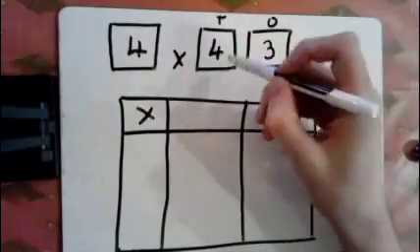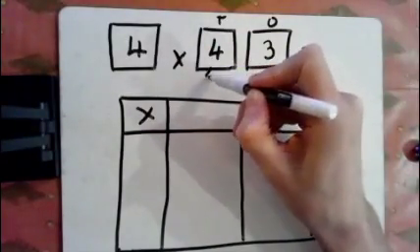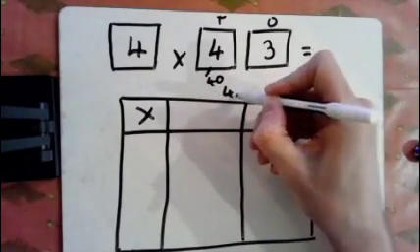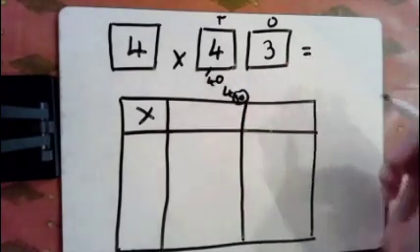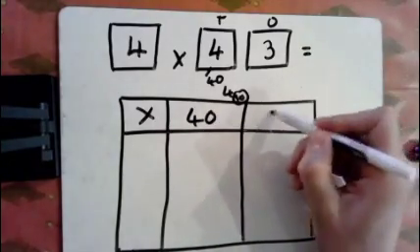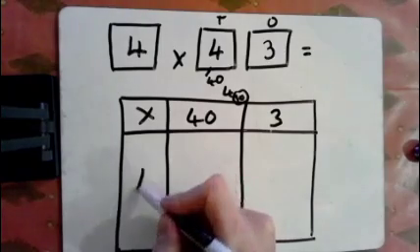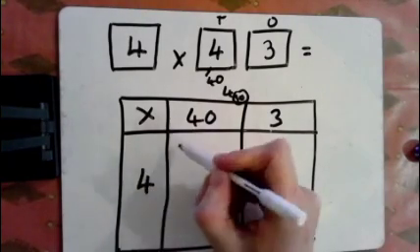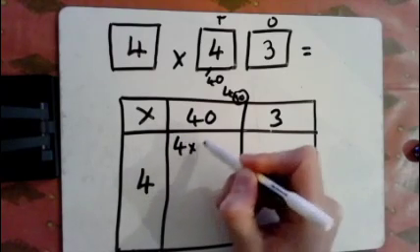4 times 43. I know that that stands for a 40. Okay, another way of thinking of that again is 4 tens, boys and girls. Okay, and I'm going to lay it out in my grid straight away. I'm getting quite quick at this now. I've done a lot of practice of it today, as have you. I've got 4 times 40. I'm going to write that in.